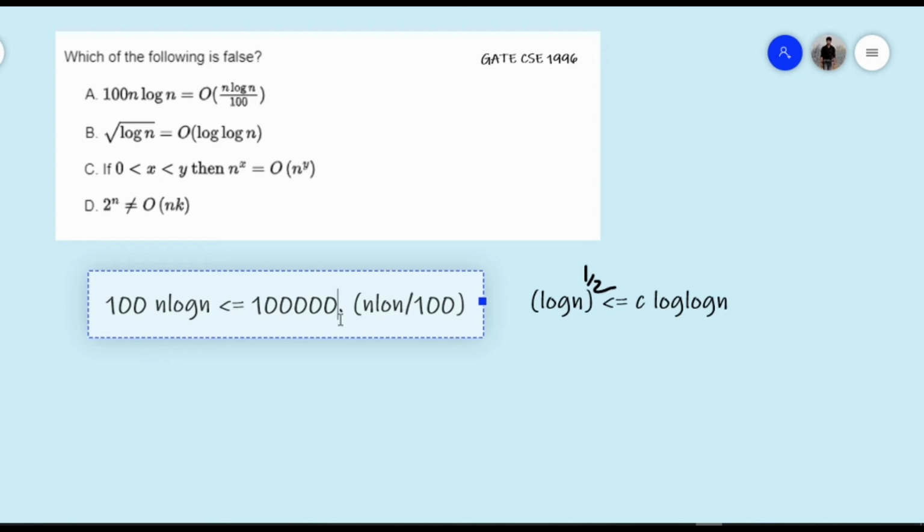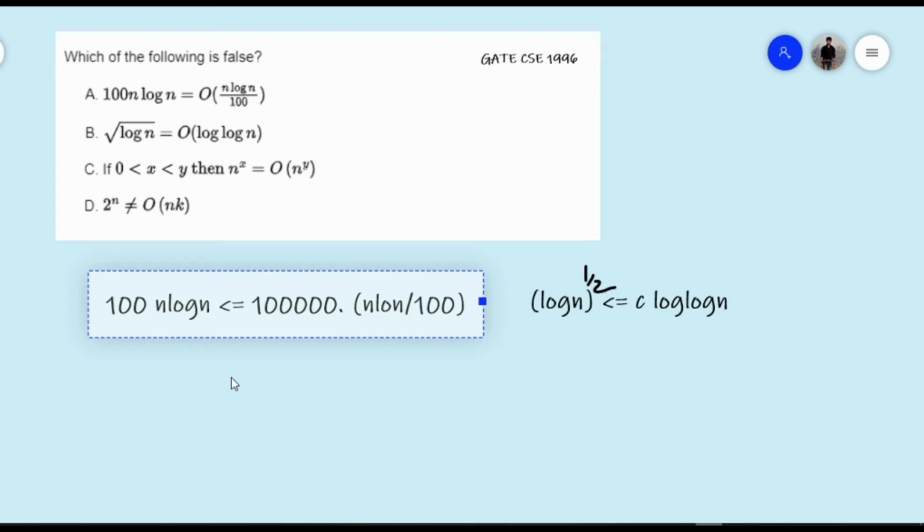It means this right hand side may be equal or greater than this 100 of n log n. So this option A is correct, because it is satisfying the condition.